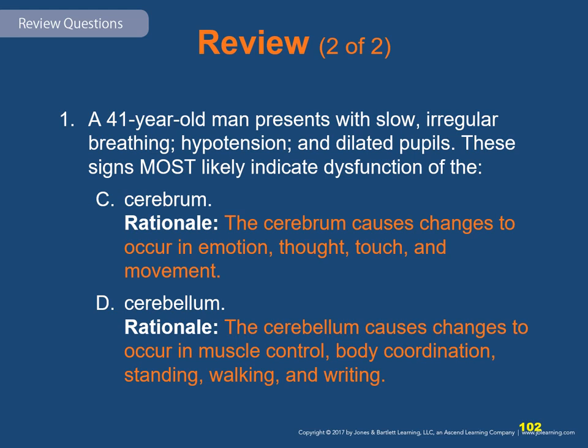Remember, the symptoms he's presenting with are autonomic functions, versus the cerebellum, which causes changes to occur in muscle control, body coordination, standing, walking, and writing. So make sure, again, you know which section of the brain controls what, and make sure you also know the difference between autonomic function versus function where the patient has control over things.